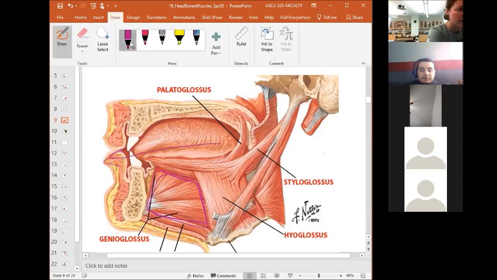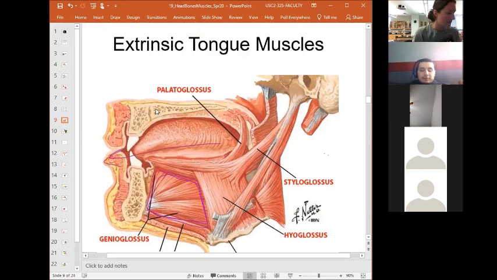The next muscle here is the hyoglossus, and hyo is indicating the hyoid bone, and so we can see this is the hyoid bone. It's the only bone that is not attached to any other bone within your body. It's part of your larynx, right? And if you're a speech person, you will learn all sorts of things about the hyoid bone, but here, the hyoid bone is the origin, the insertion is the base of the tongue here.